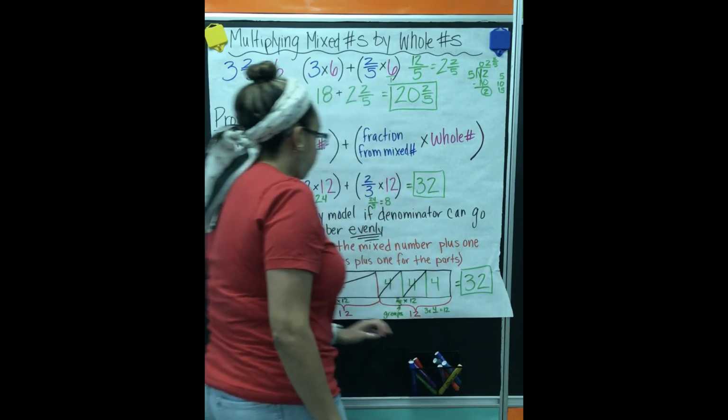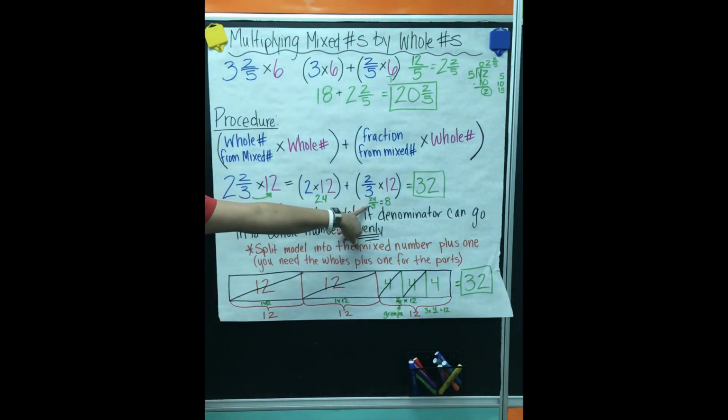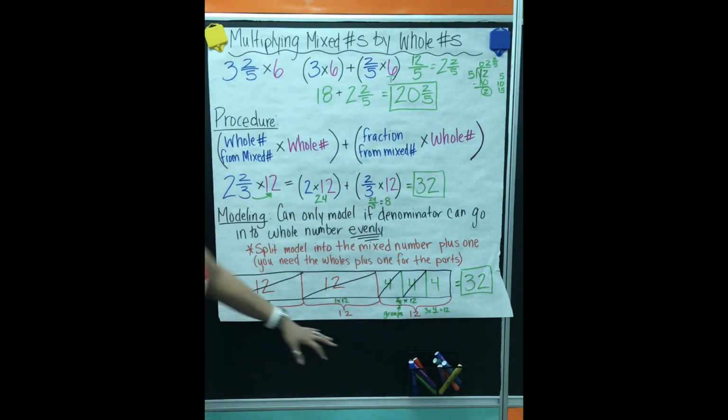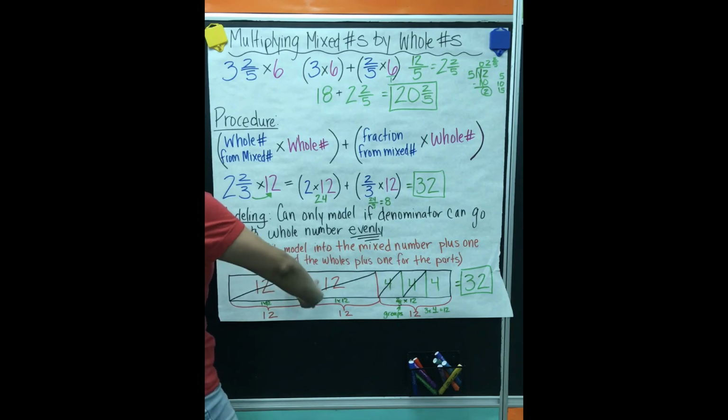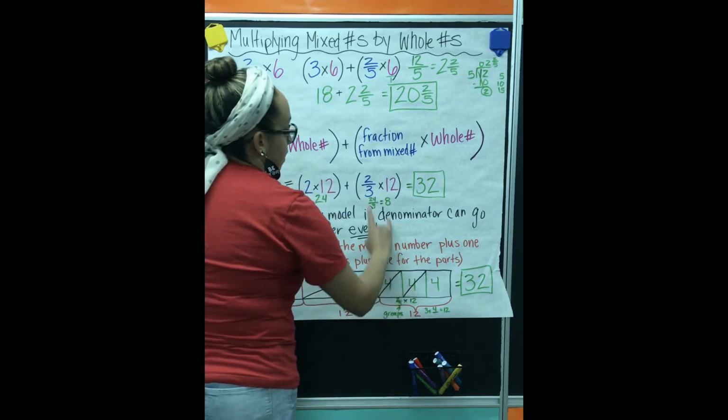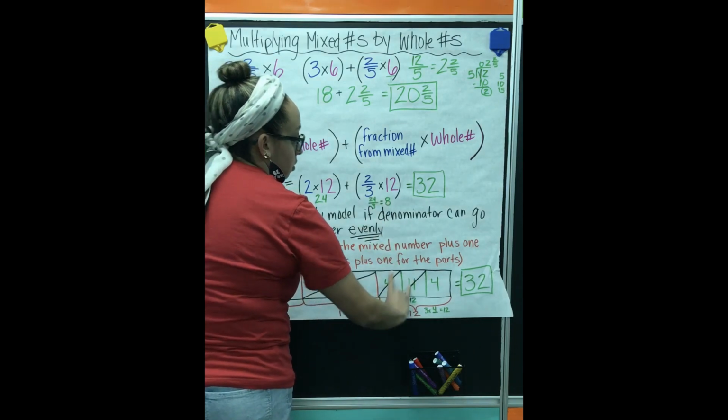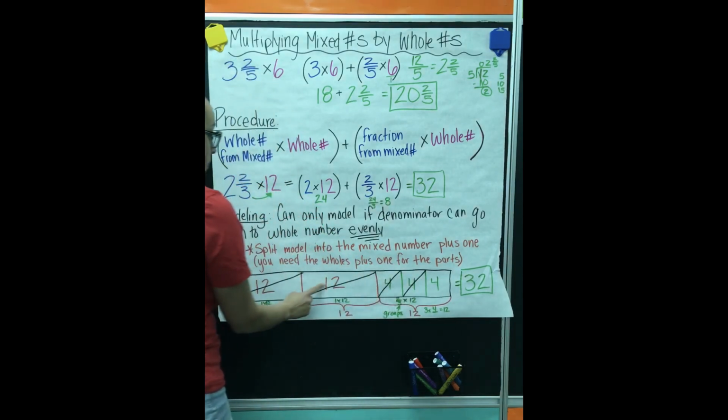So here, I didn't have to do any converting. I got the same exact answer. I just modeled it, so I was just adding. This would be the 2 times 12, which is this piece right here. And then this is going to be the 2/3 times 12. And then you just add up what you take.